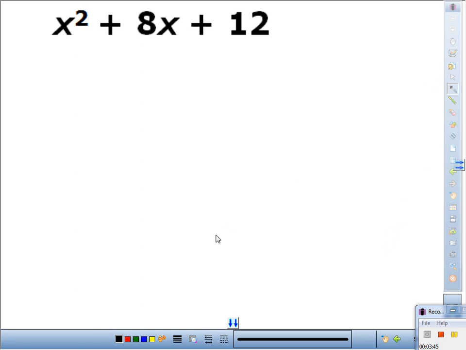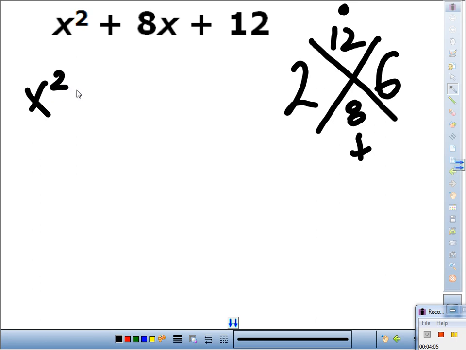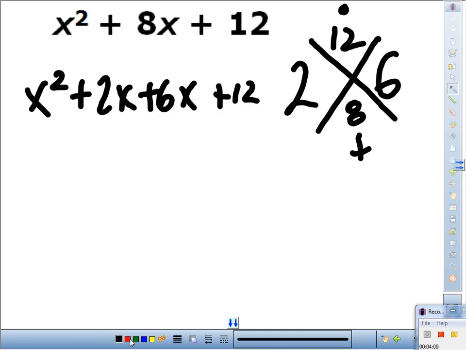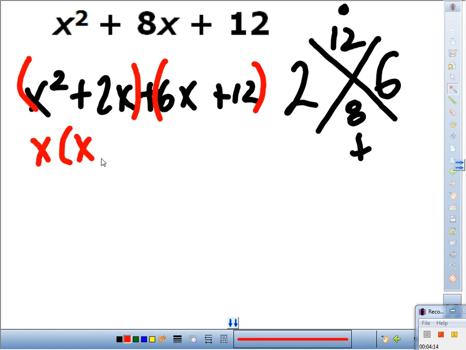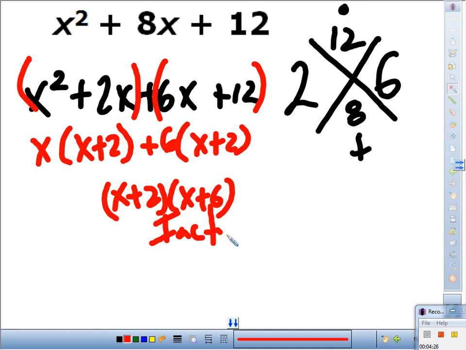Okay, let me go over this. Here we go. Standard form, GCF, Power Rangers: 12, 8. Some factors of 12 that add up to 8: 2, 6. x squared plus 2x plus 6x plus 12. Group: x plus 2, plus 6, x plus 2. x plus 2, x plus 6. These are my factors.